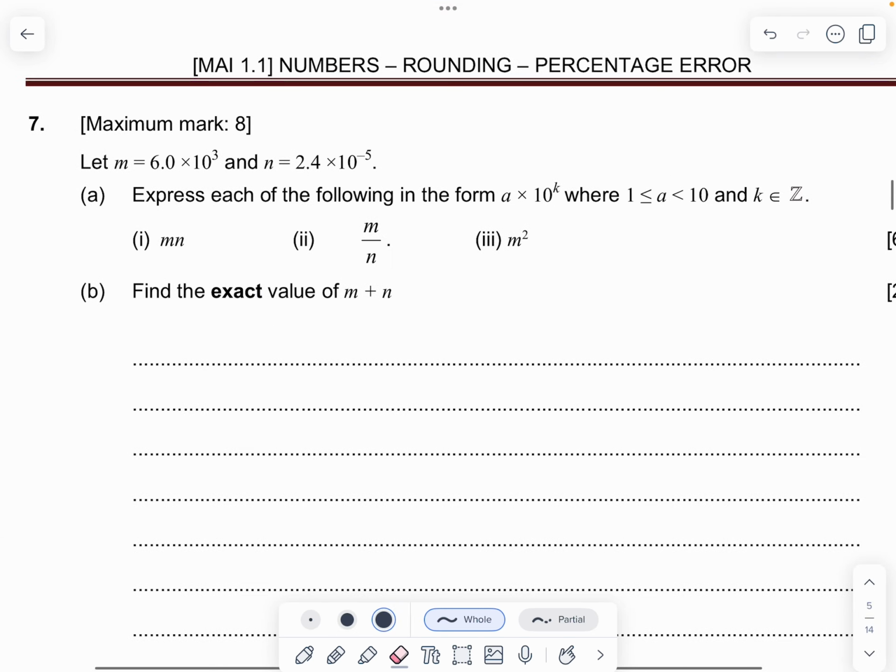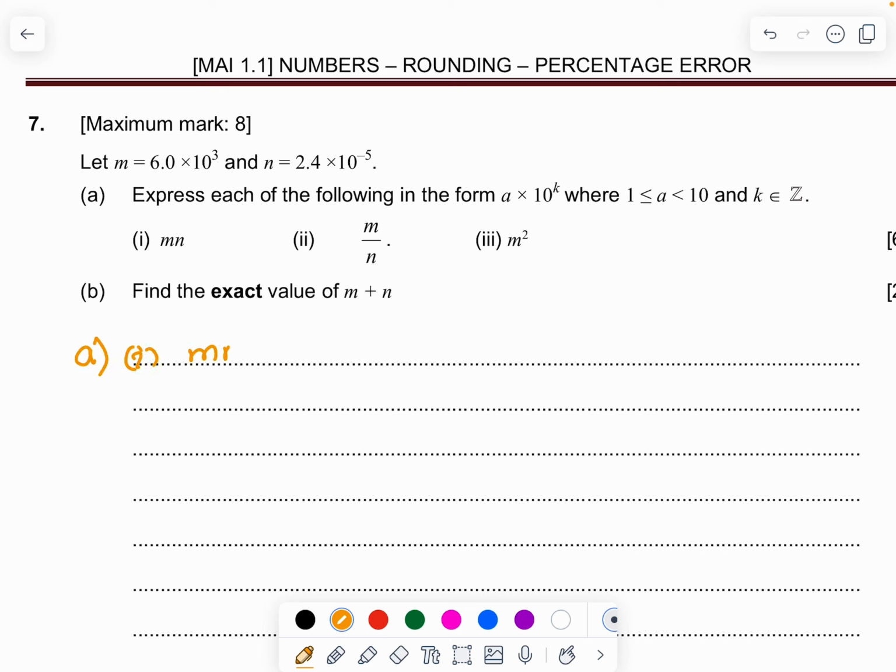Question number 7. M is given, N is given. Find the values of Mn. So part A1, Mn. Mn is 6.0 times 10 power 3 times 2.4 times 10 power negative 5. So when I multiply, directly I'm writing, I will be getting 3.14 times 10 power 2.